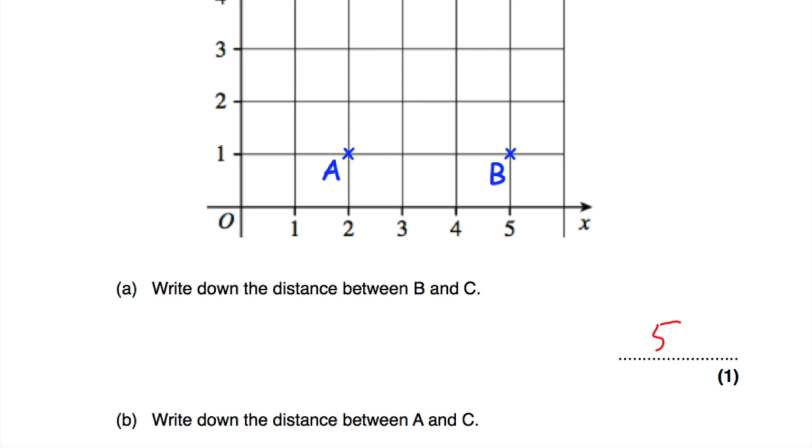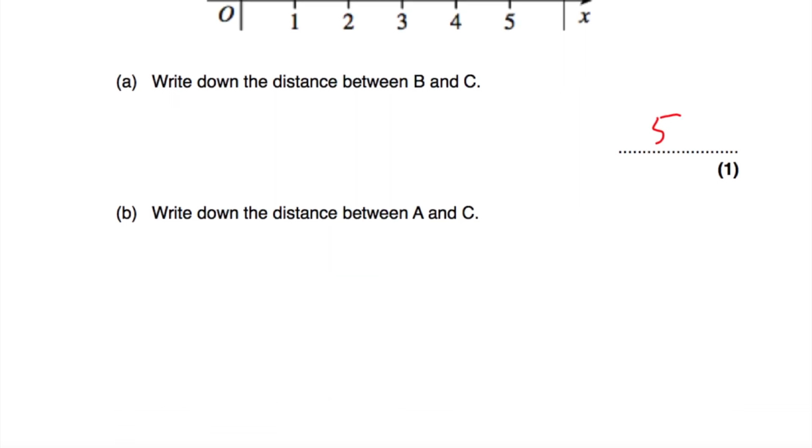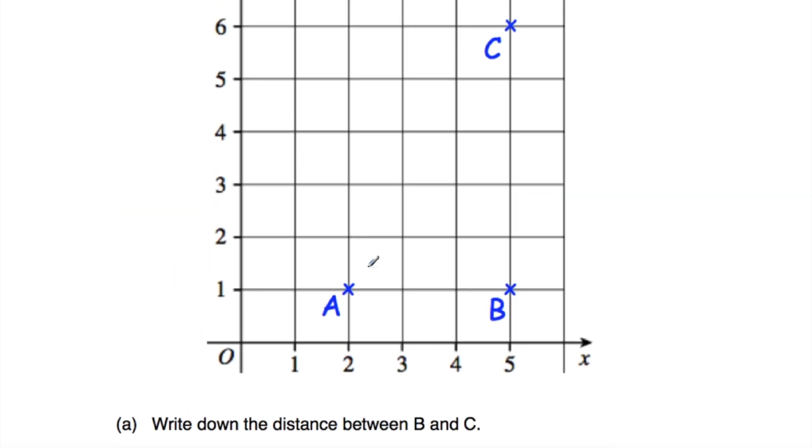And then part B says write down the distance between A and C. So we want to find the distance between A and C. I'm going to turn it into a right angle triangle. I'm going to join them up first of all, A and C. So get a ruler and pencil and join the points A and C, like so. And then I'm going to draw a right angle triangle.